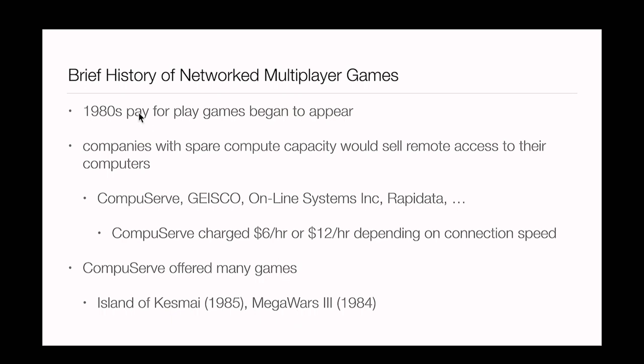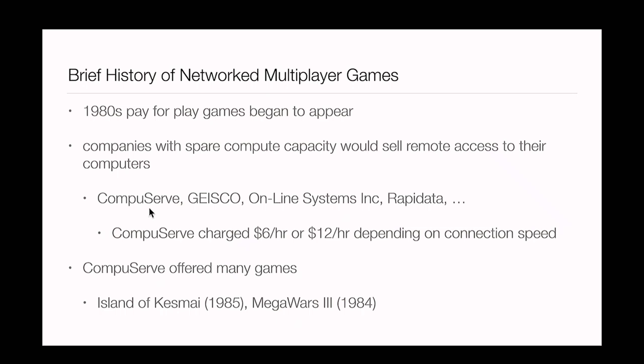So in the 1980s, this concept of pay for play showed up, right? So nowadays, we hear a lot about microtransactions in games. This is not a new idea, right? In the 1980s, pay for play became popular because in the 80s, most people still didn't have their own computers, right? The home computer had just started to show up. Most people didn't have one. And so companies with spare compute capacity would actually sell you remote access to their computers.